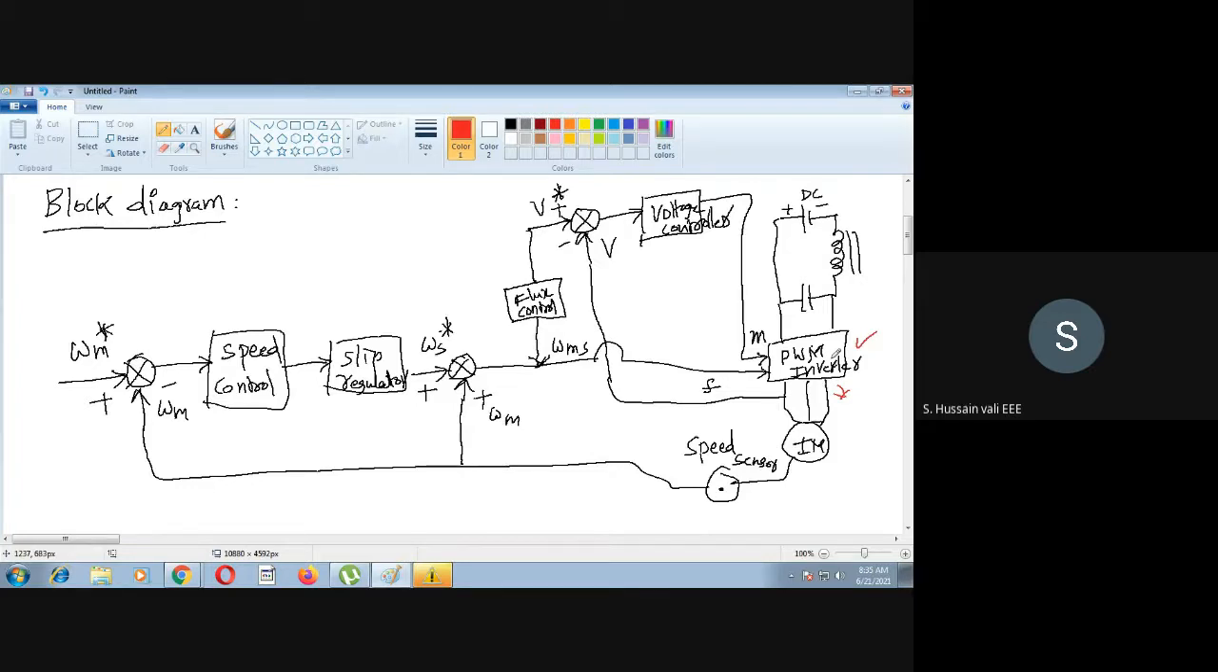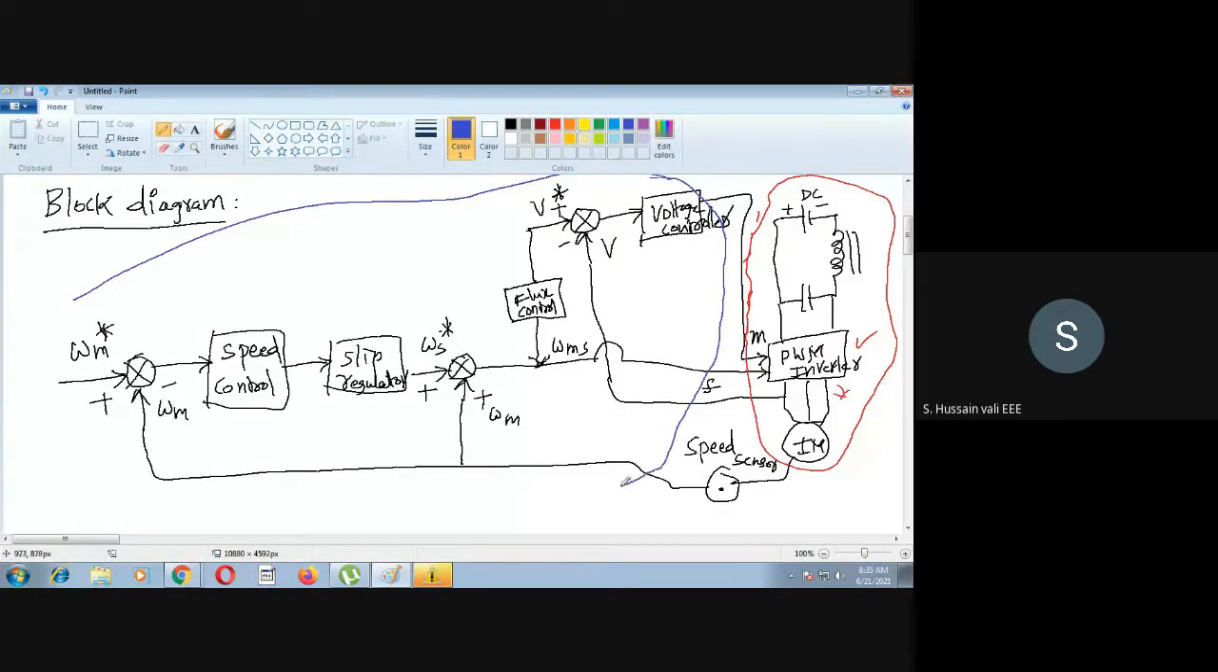Except here there is a small change in the power circuit. I told you already this is called the power circuit, in the sense the circuit which gives the power to the induction motor, and all the remaining things you call the control circuit. This entire thing, this blue color circle, is the control circuit.